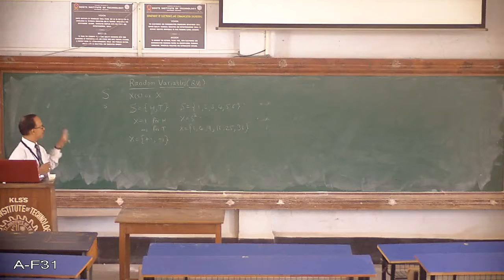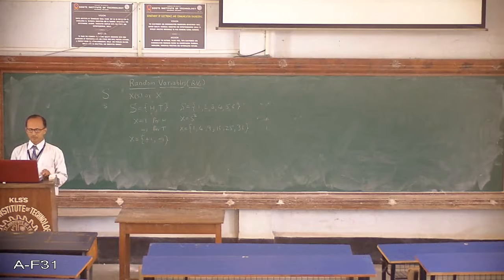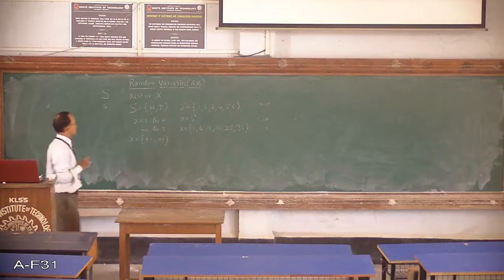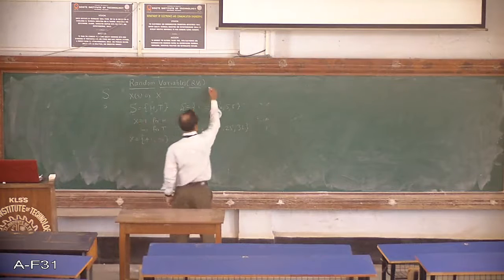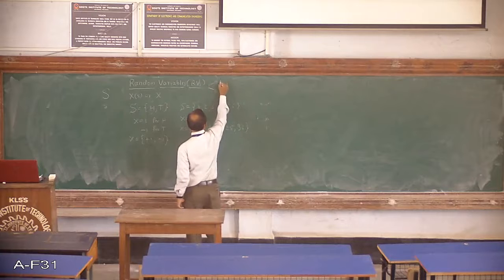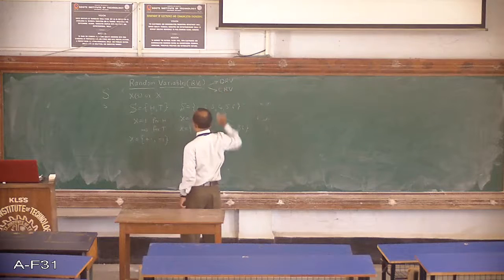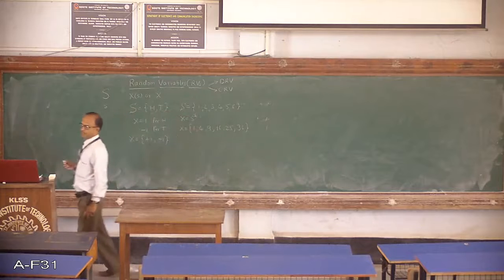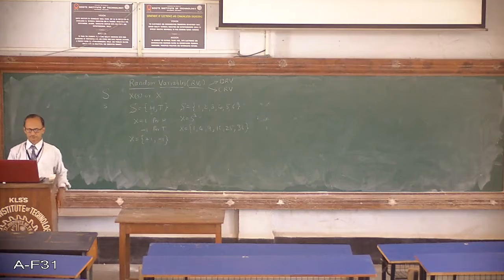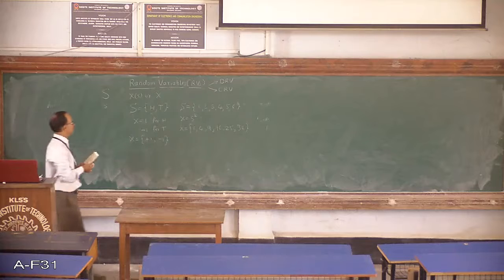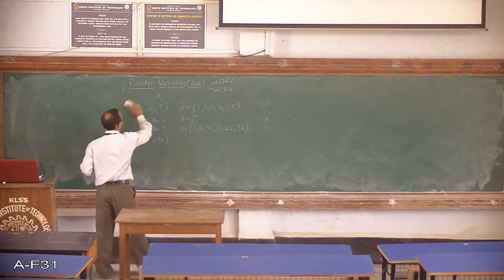This is the concept behind random variables. Now, there are two types of random variables. They are discrete random variables and continuous random variables. What is a discrete random variable? Let us see now.